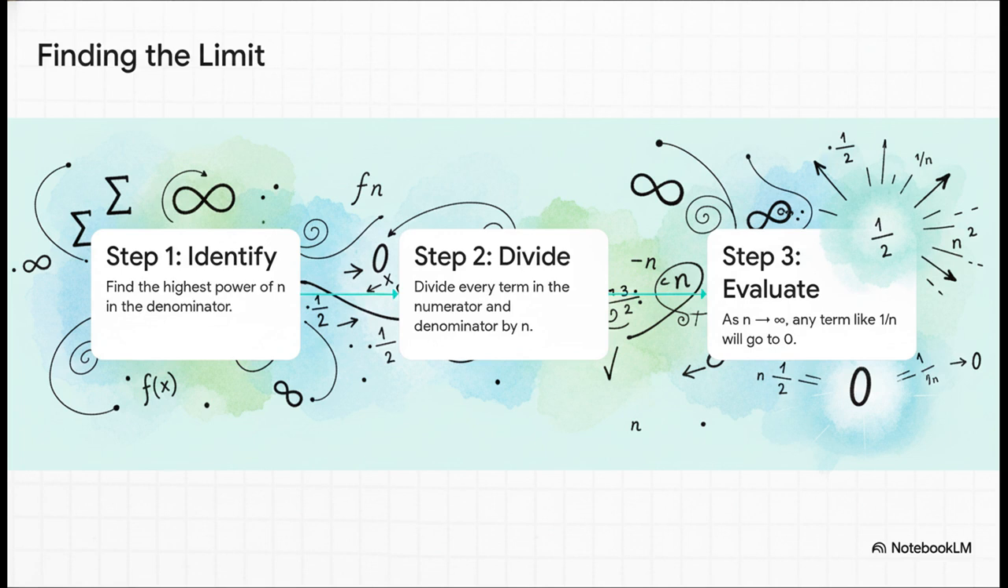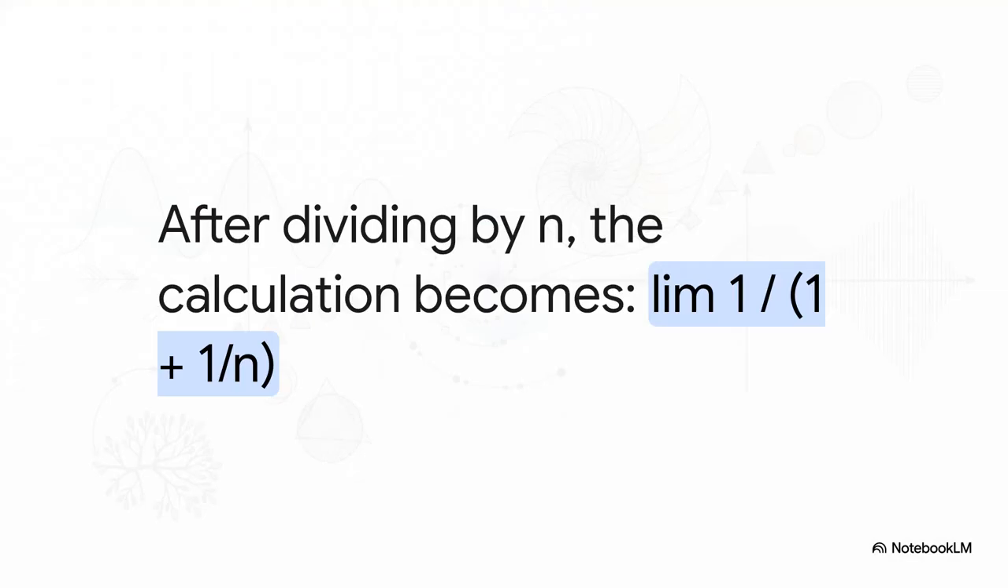First, you look at the denominator and find the biggest power of n. In this case, it's just n. Next, you divide every single piece of the fraction by that n. And then, here's the magic. We ask, what happens as n gets ridiculously huge? Well, any little piece that looks like 1 over n is going to get teeny tiny, so small that it basically becomes 0. And check it out. After we do that division trick, our clunky fraction cleans up beautifully. We're now just looking at the limit of 1 over 1 plus 1 over n, so much simpler.